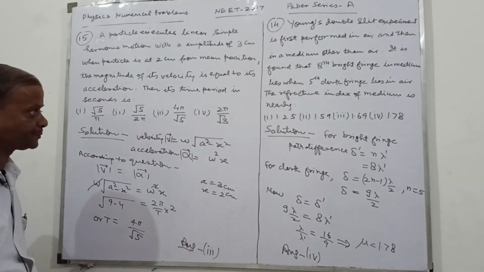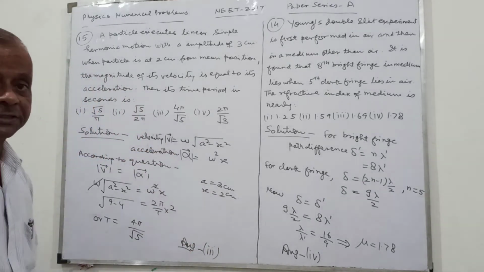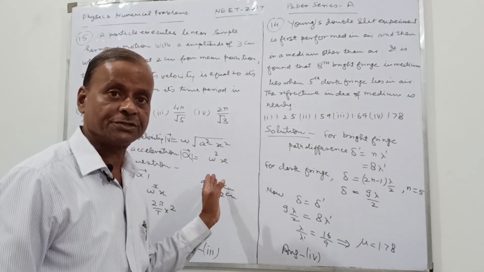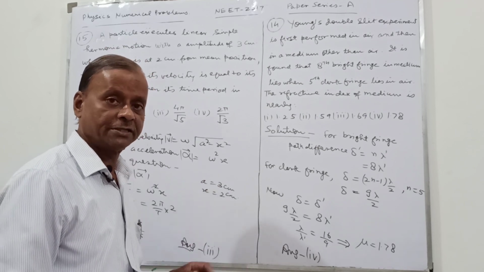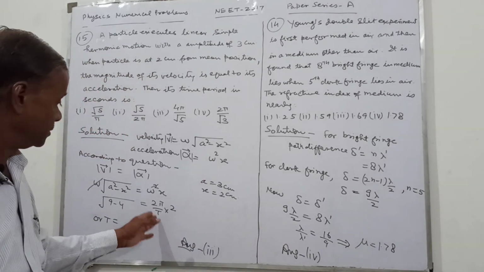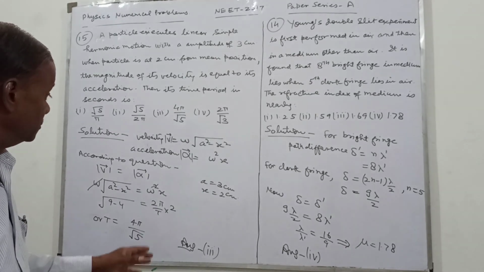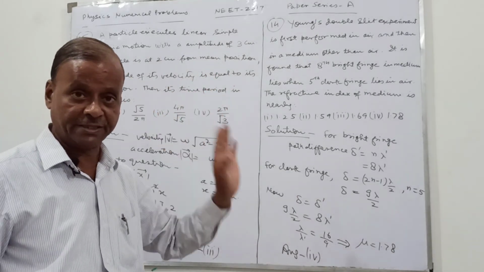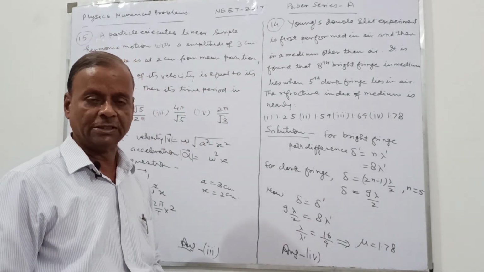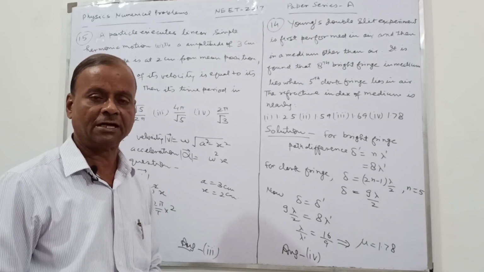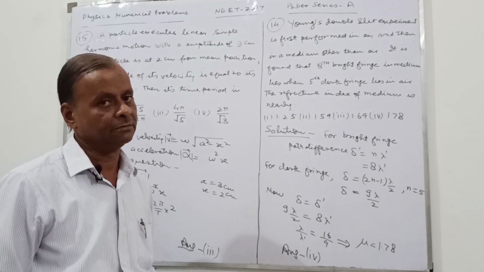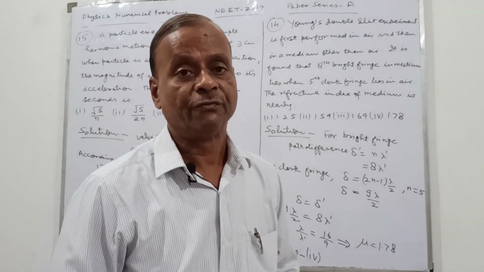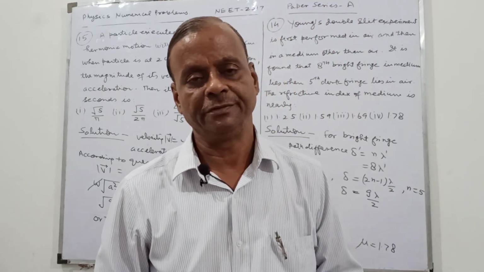This is also a direct application of simple harmonic motion. You must know the equations of the velocity and that of the acceleration, equalize them and find the time period. So it is clearly given that the amplitude is so much, the displacement is so much, and the magnitudes of the velocity and the acceleration are equal at this distance, then you find the time period. So these are today's 5 questions of NEET 2017. Thank you.